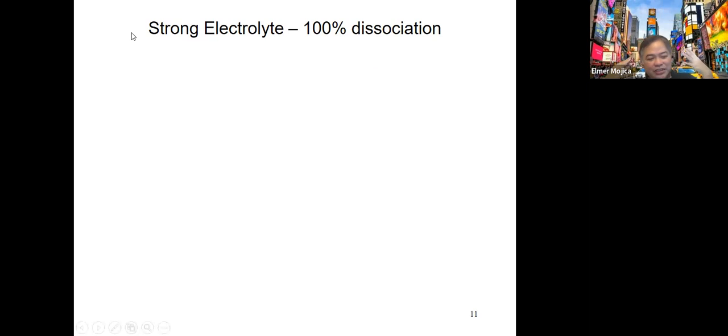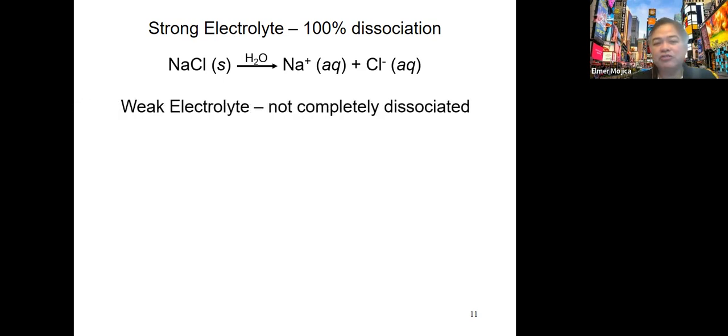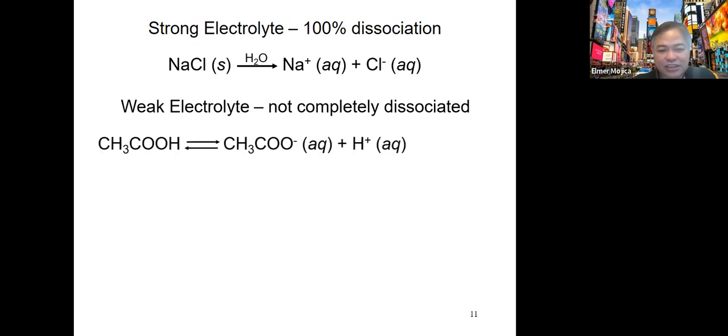So you have to understand the concept of a strong electrolyte. So when you say strong electrolyte, it undergoes 100% dissociation. So if you have a soluble salt, when you put salt in water, they will separate as a cation and an anion. So yun yung tinatawag na strong electrolyte. Now, there are some electrolytes that, when you put in water, only a certain percentage dissociates. So ang tawag sa kanya, weak. At kasama dito yung tinatawag nating weak acid.